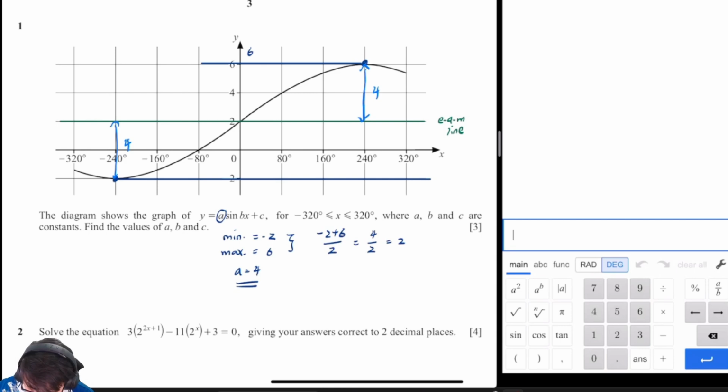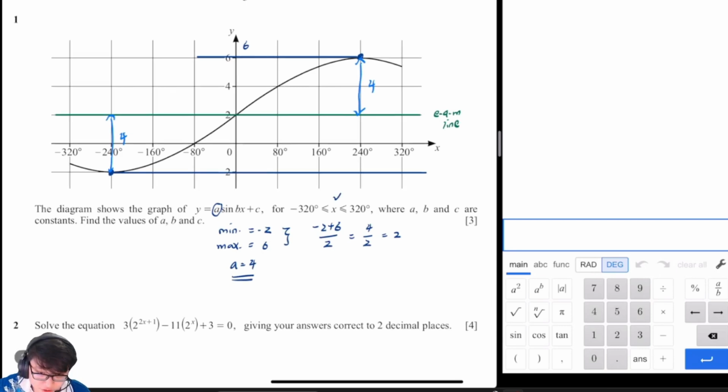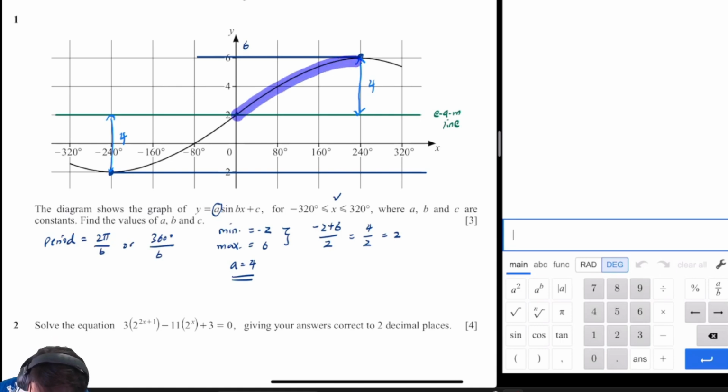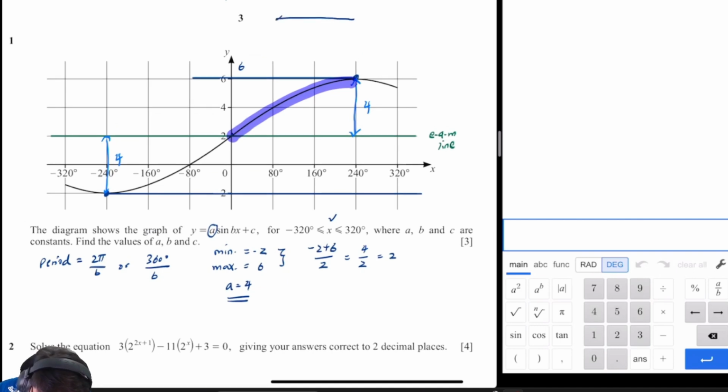The second one that you can find easily will be your period. So next, we'll be looking for b. Note that this is a sine graph, so the formula to find the period of a sine graph is 2 pi over b or 360 over b. We can just pay attention to this part. The period is basically the angle needed to produce one complete cycle, right? So only here is 240.